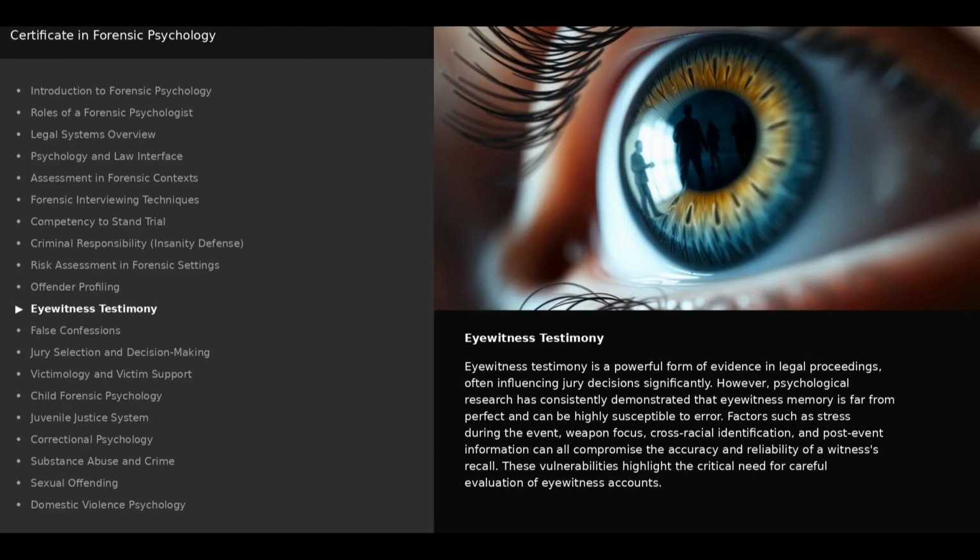Eyewitness testimony. Eyewitness testimony is a powerful form of evidence in legal proceedings, often influencing jury decisions significantly. However, psychological research has consistently demonstrated that eyewitness memory is far from perfect and can be highly susceptible to error. Factors such as stress during the event, weapon focus, cross-racial identification, and post-event information can all compromise the accuracy and reliability of a witness's recall. These vulnerabilities highlight the critical need for careful evaluation of eyewitness accounts.